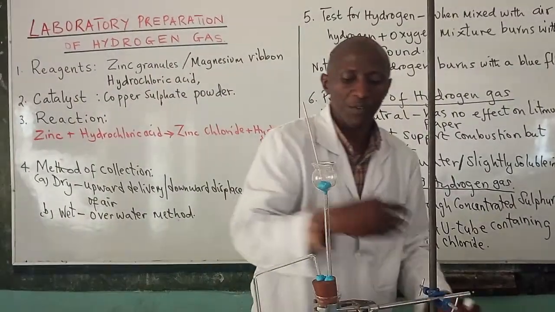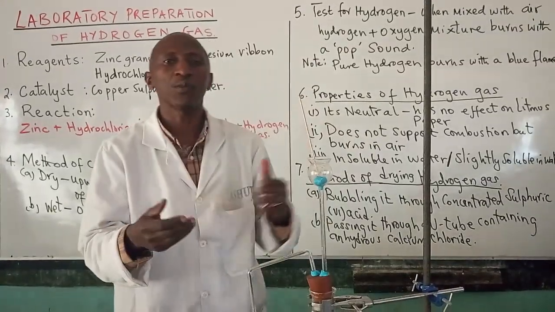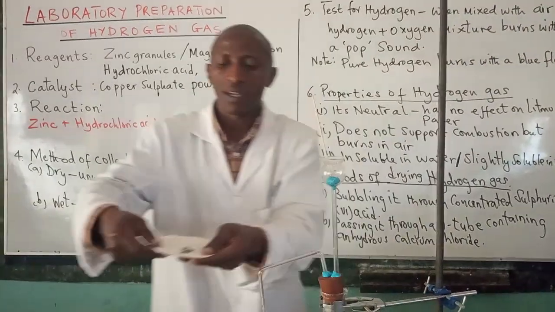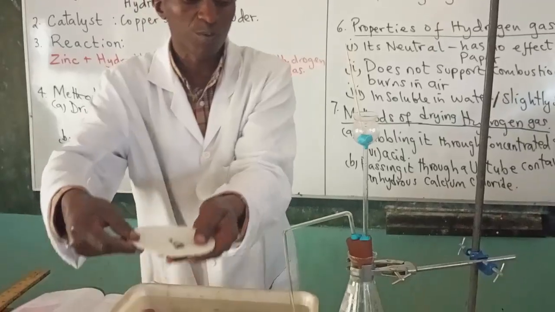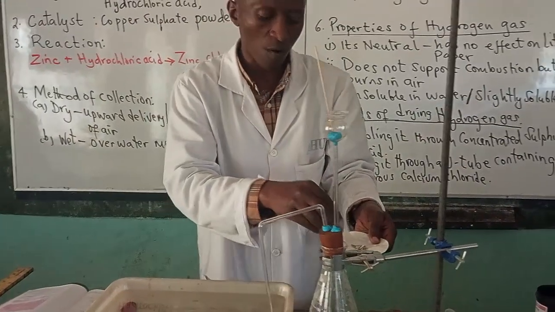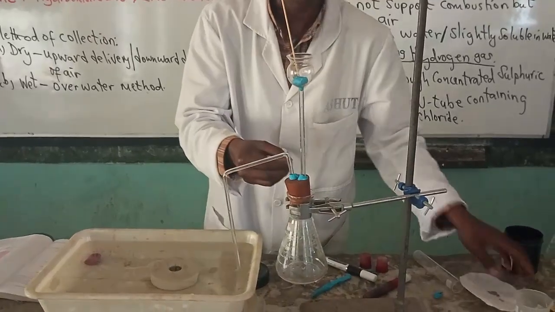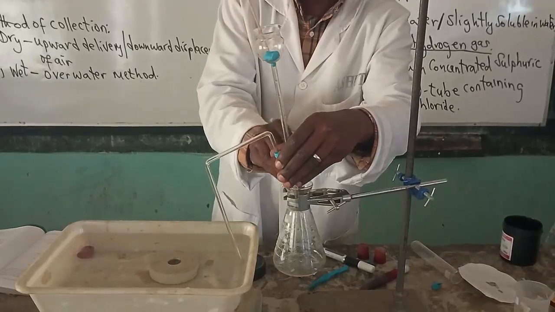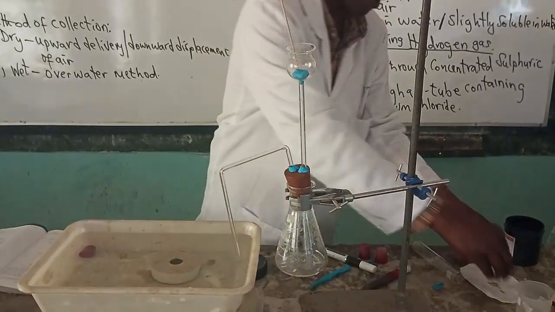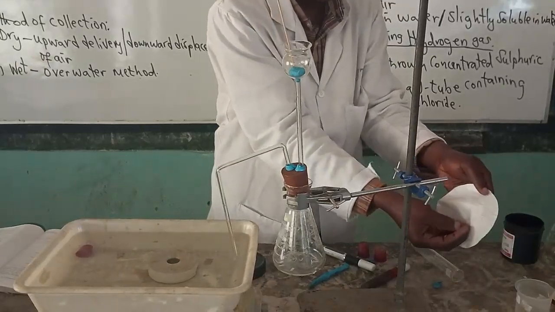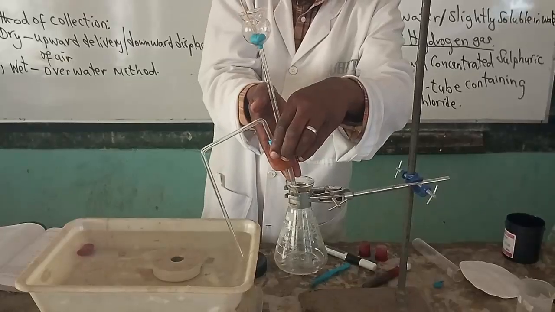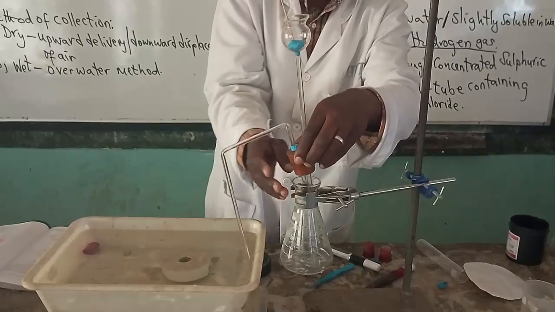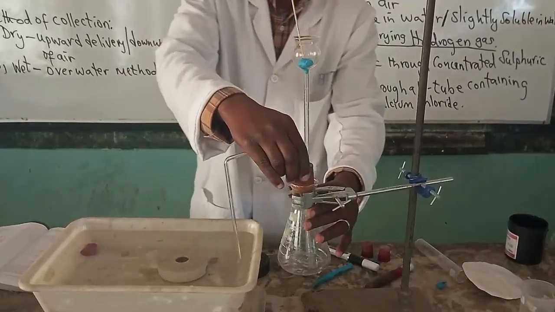However, I would prefer that we use another metal, that is magnesium. So I have some magnesium here, which we shall place in the conical flask. We call it magnesium ribbon. We have some magnesium ribbon cut into small pieces, and we place them in the conical flask.